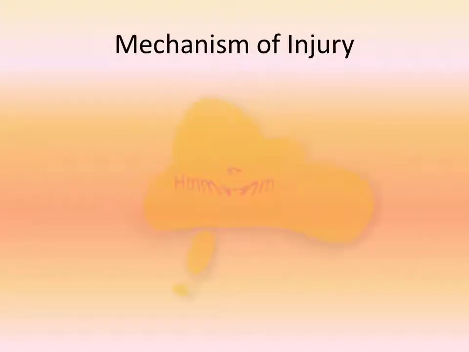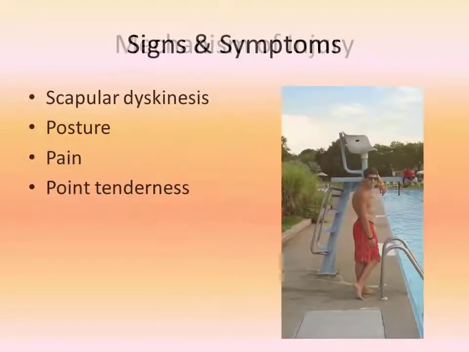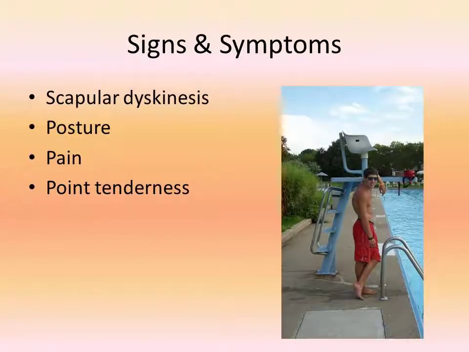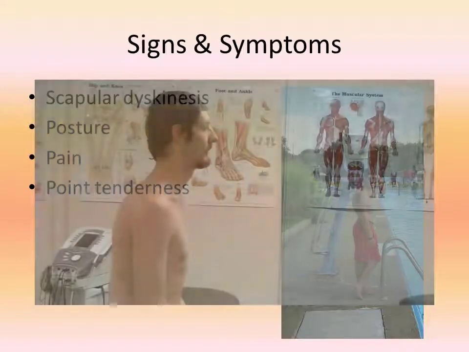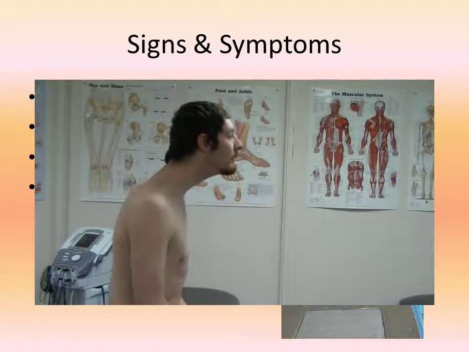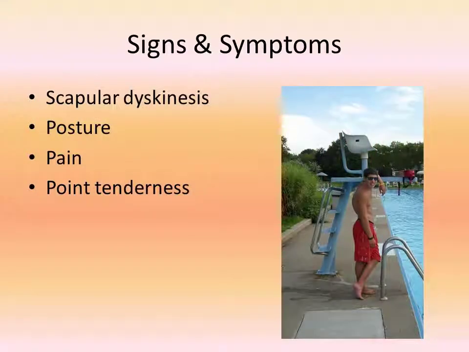Mechanism of injury for impingement syndrome is typically insidious. Signs and symptoms can include a scapular dyskinesis. One thing that you can check is your patient's posture. Do they have a forward head or a cervical lordosis or perhaps a thoracic kyphosis? The thoracic kyphosis results in a tightening of the anterior joint capsule and the glenohumeral ligament. This can also include an anterior scapular tilting because of the tight pectoralis muscle.